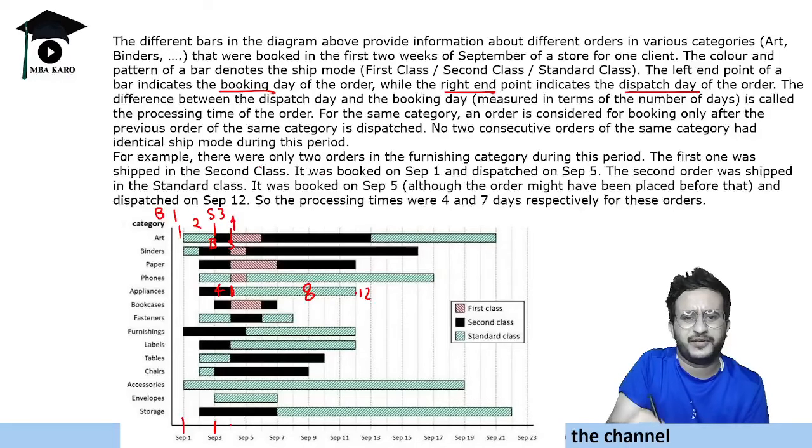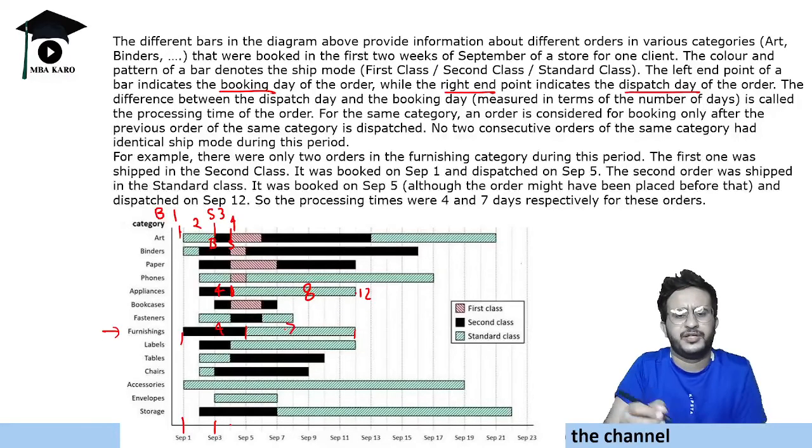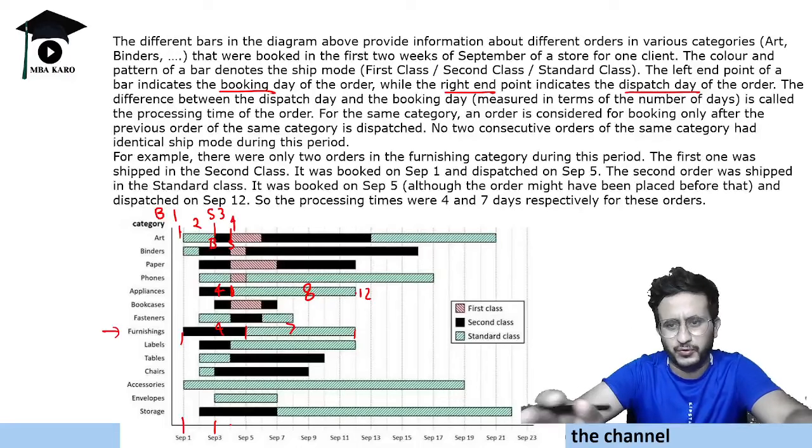It says there were only two orders in the furnishing category. First one was shipped in the second class. They've mentioned how to read the graph also. This is second class, booked on first and shipped on fifth. And then the second one was on 5th and till 12th, right? So processing time is 4 and 7 days. Even if you do not understand the text, they explain it through the examples also. Now let us look at the questions and see how you could have solved those questions.